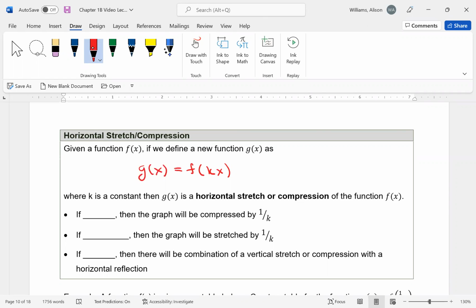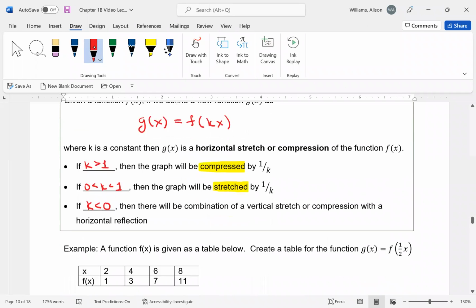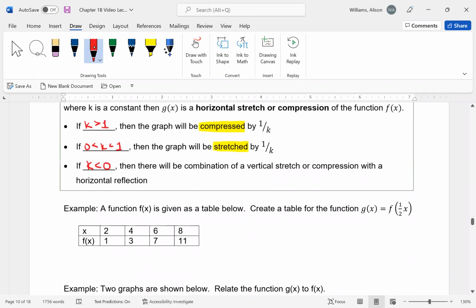Now, kind of like how horizontal shifting does the opposite, that's what happens with the horizontal stretching or compressing, opposite of what you expect. When K is bigger than 1, it ends up compressing the graph. We get a compression, so it's compressed. When K is between 0 and 1, a fraction, it ends up stretching the graph horizontally. And then, of course, if it's negative, then we end up getting a compression or stretch, but also a reflection as well. Okay, so let's go ahead and see how that's going to kind of work in a table.